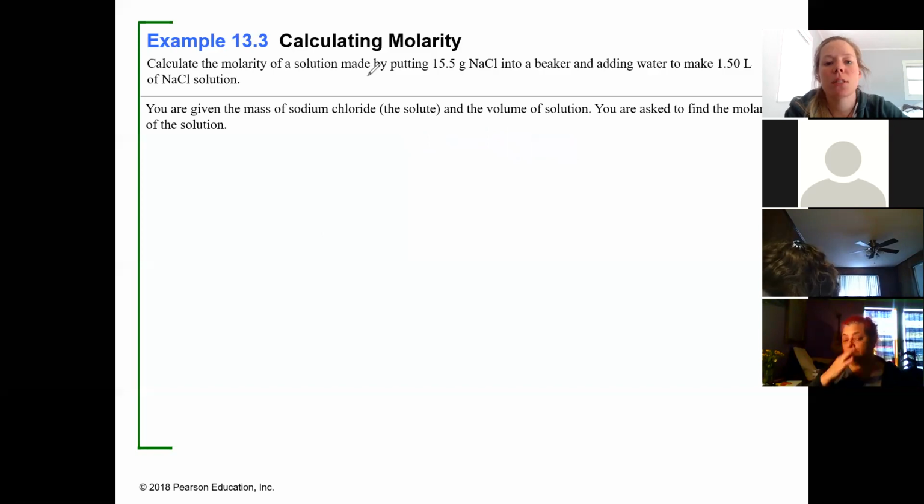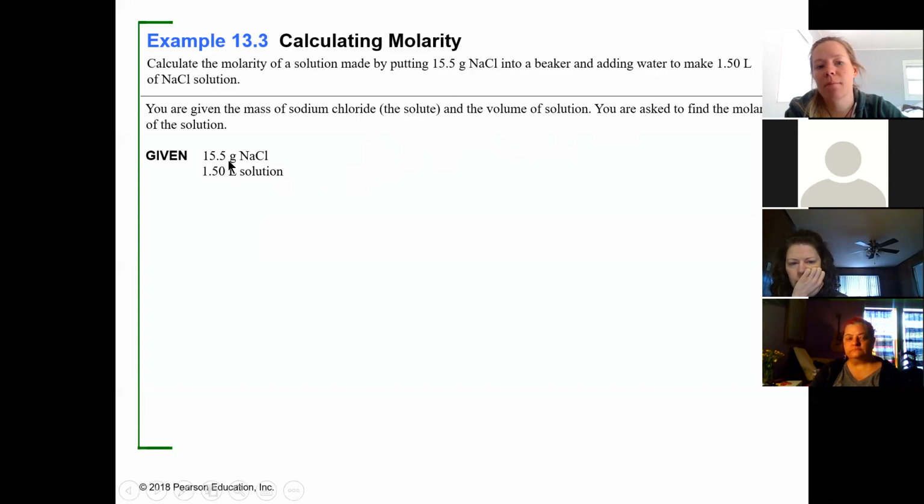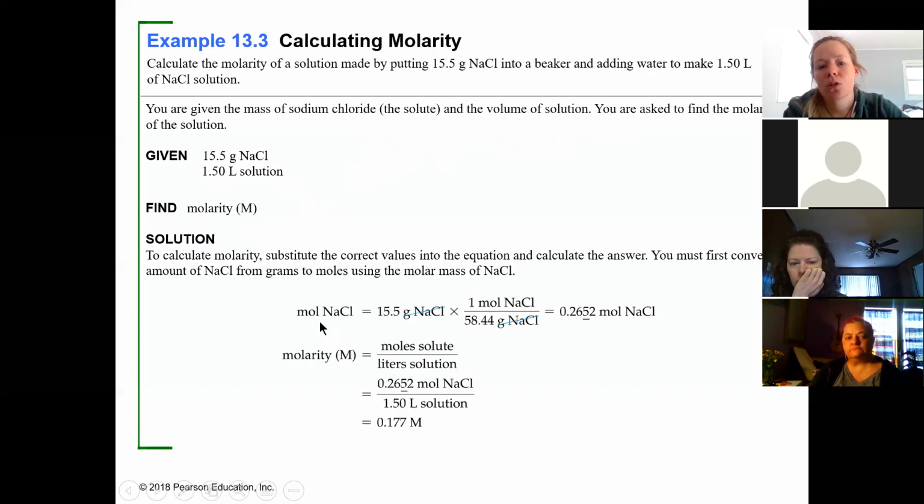Okay, so in this problem, you just have the added step in that you're given the amount of the solute, but it's given to you in grams. It already gives you the volume in liters. So remember, molarity equals moles over liters. We have grams, we need to get our grams into moles. So first, converting NaCl grams into moles, we divide by the molar mass and you should get 0.2652 moles of NaCl. Then once you've got it into moles, you can plug it into that molarity equation and you're good to go. In this case, we get 0.177 capital M molarity.